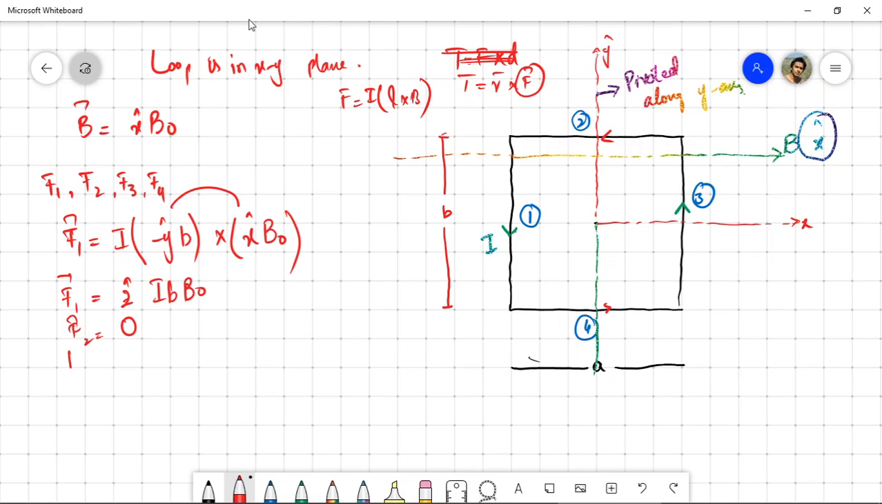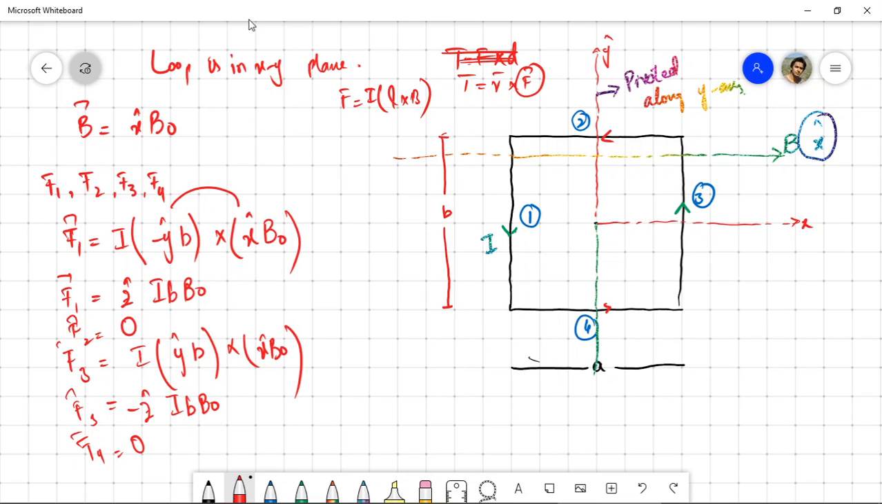So F2 is 0. If we talk about F3, once again we put the values: y hat b cross x hat B naught. This is 3. Now the direction of dL is in the direction of y hat, so once again, minus z hat I b B naught. So this is F3. If we talk about F4, this is also going to be 0 because L and B are parallel in that case. So we have F1 and F3, and we do not have any force acting on segments 2 or 4.